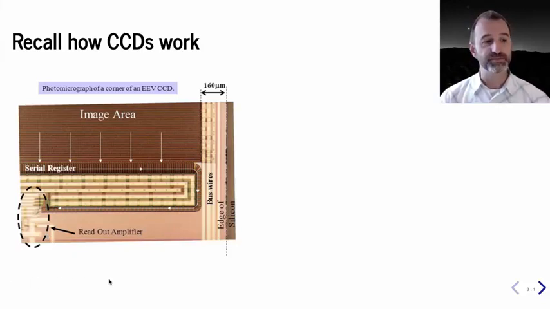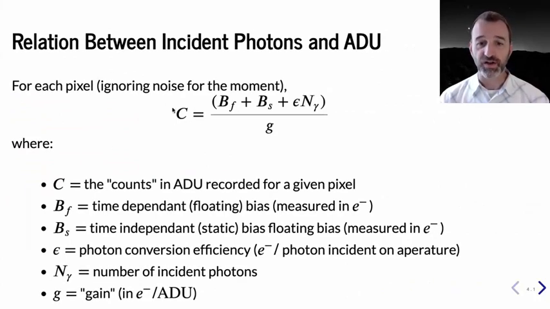All right. The number we get on our computer, we're going to call C. I'll call it counts, or sometimes ADU, analog digital units. That number is going to be equal to several terms here. What we want is this term here: the number of photons that were incident, n gamma. But we're also going to have these bias terms. We're going to have a floating bias term, which varies with time, and a static bias term, which is constant over time but varies from pixel to pixel. And then there's also this gain factor here. When we make these measurements on our CCD, it is converting those electrons into counts, so there's some conversion factor, which we call the gain.